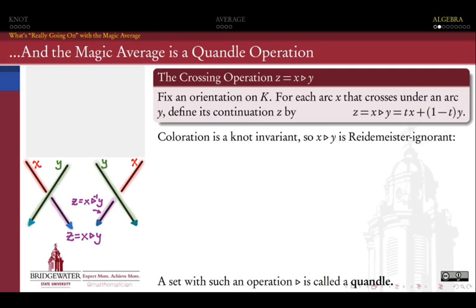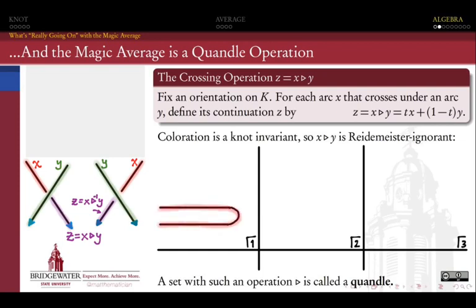Now, if we're going to define a structure using this operation, and we want that structure to be an invariant, then we want this triangle operator to be insensitive to the three Reidemeister moves that determine the equivalence of knot diagrams. Okay? So what properties does triangle have to have in order to make it a Reidemeister invariant? So for the three Reidemeister moves, let's suppose that I have a strand here that's colored the color X.